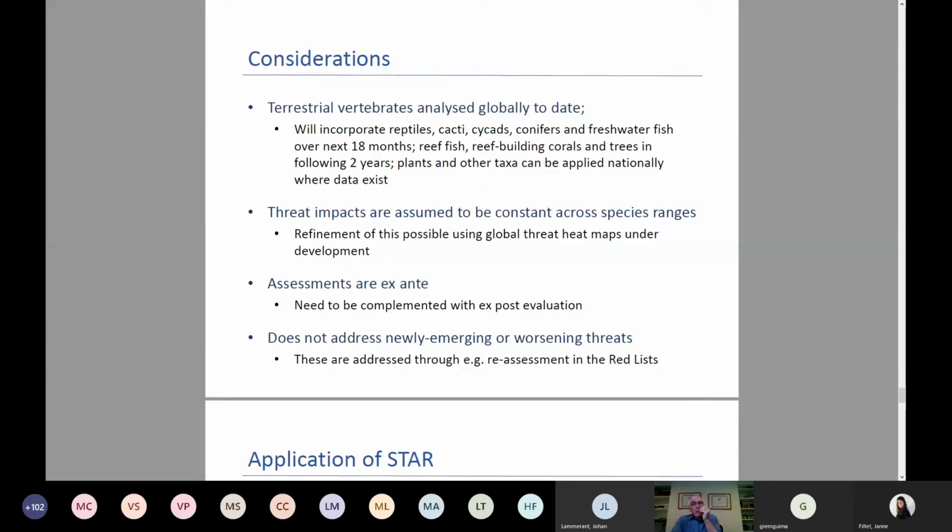In order to do that, you need to think about a couple of issues. So for the moment, we are using data on terrestrial vertebrates. We'll include these other taxa over the next couple of years. We need to measure threats in more detail at the site level, and we don't address newly emerging or worsening threats.